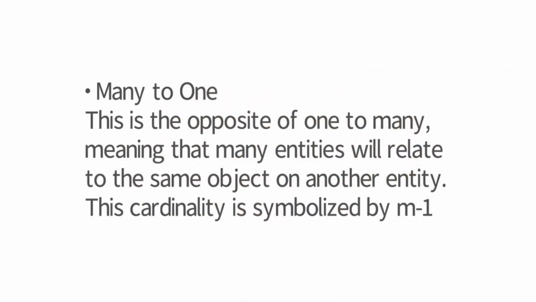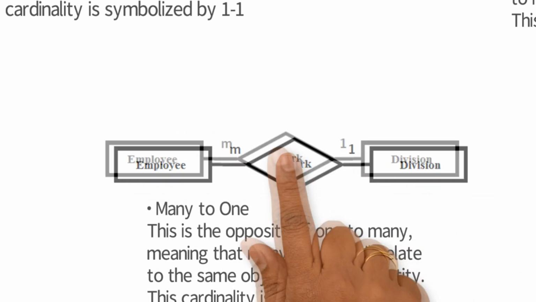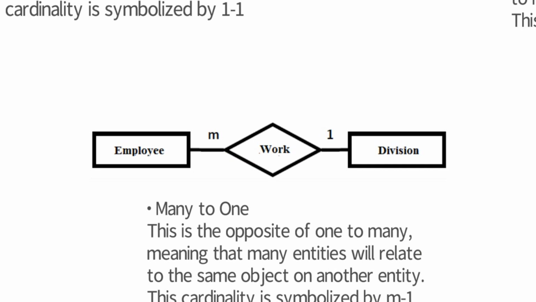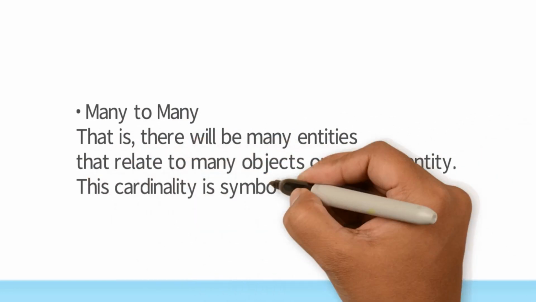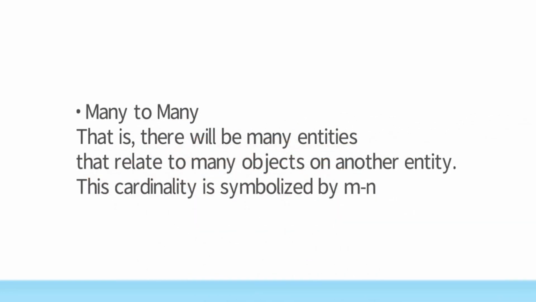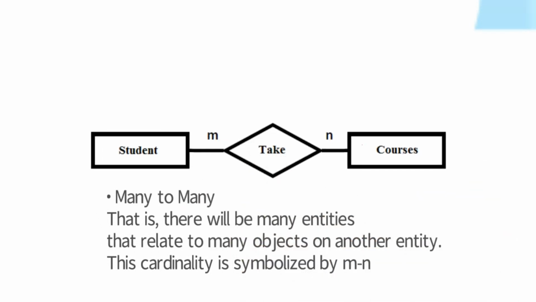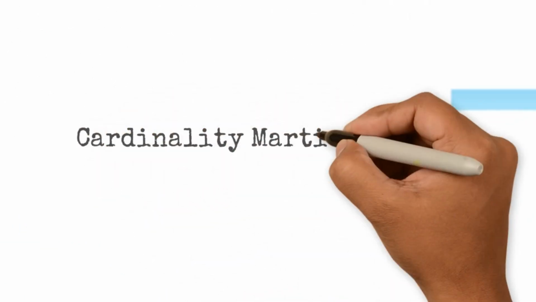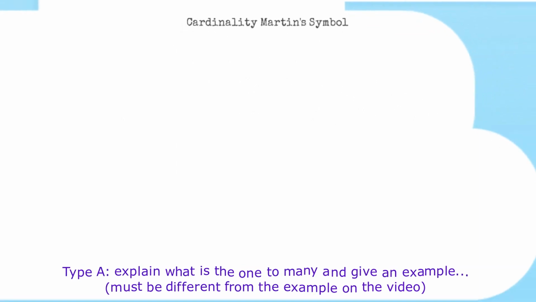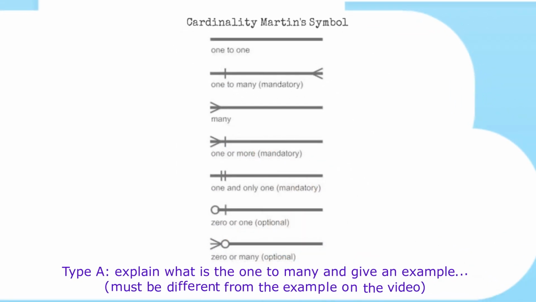Many to one. This is the opposite of one to many. Many to many. There will be many entities that relate to many objects on another entity. This cardinality is symbolized by M:M. The following is a picture of Martin cardinality notation.